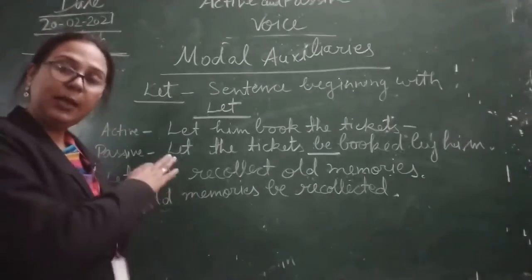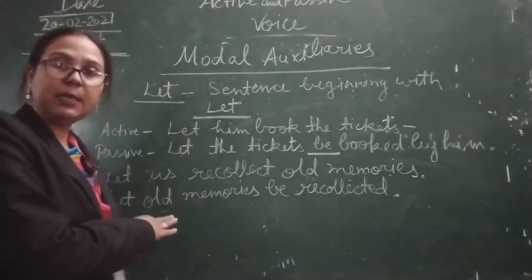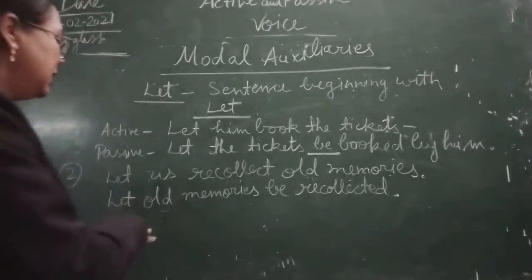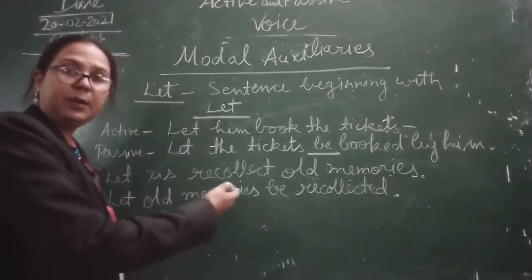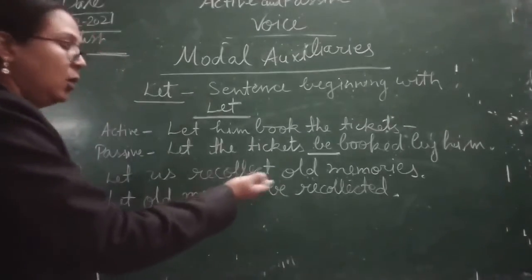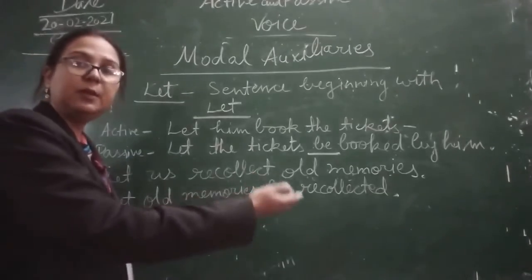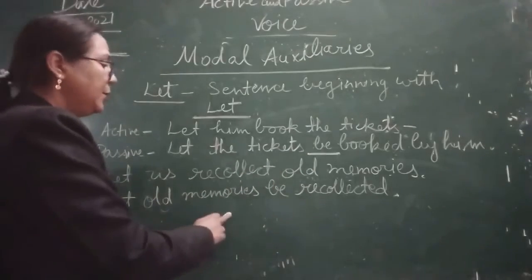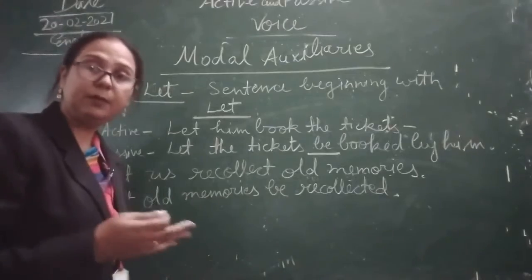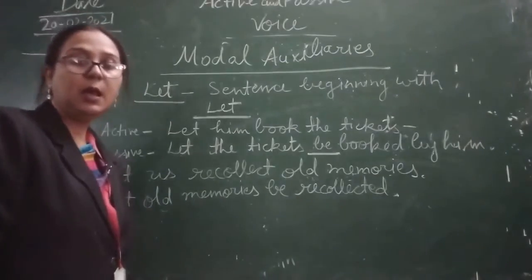So let will remain the same in the passive voice also, and after that we just zigzag the sentence. Receiver becomes doer, doer becomes receiver. Now here, let old memories be recollected. Be will be used over here.